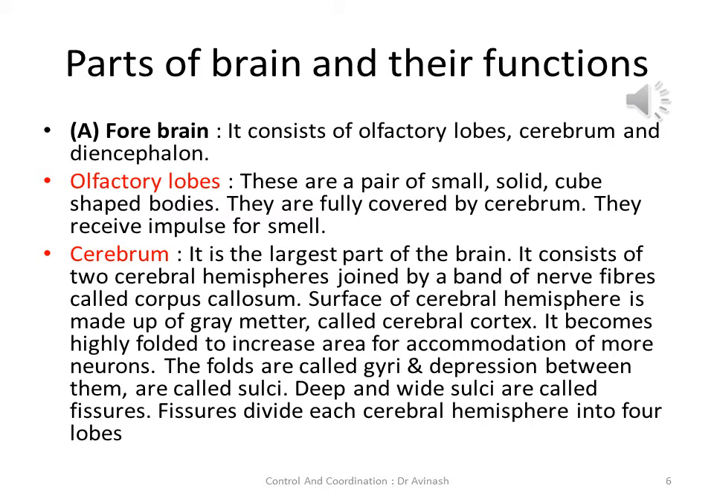I repeat once again: the occipital lobe is the region responsible for visual perceptions, the frontal lobe for muscular activities, the parietal lobe for touch, smell, temperature and conscious association, and the temporal lobe for auditory reception. In the next slide, all these are given in detail. You can note down from the next slide. I am giving you a little time to record it in your notebooks.